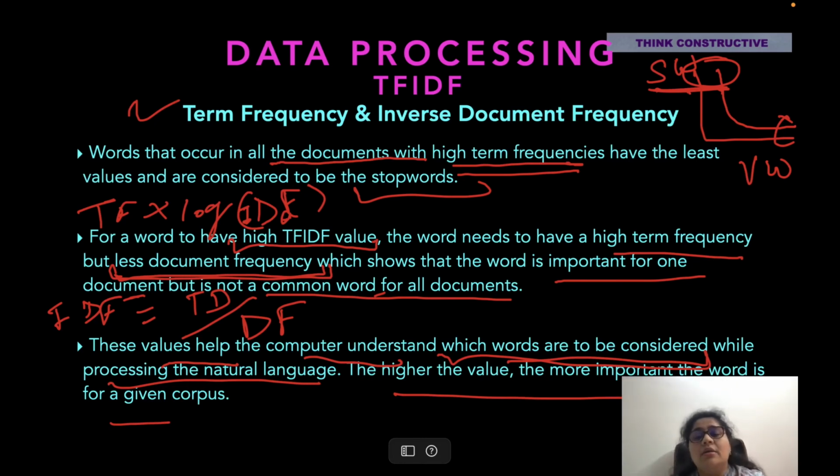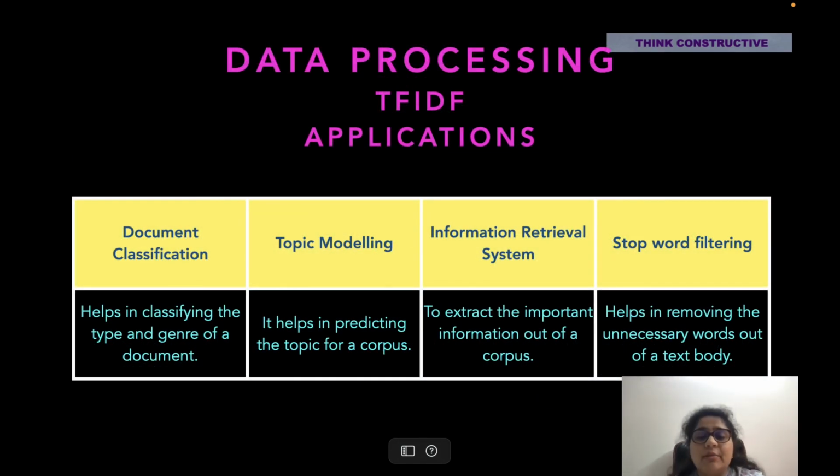And once the value or the valuable word is identified, computer will know that which word to be considered for processing the natural or human language. All right. So I hope these 3 points are clear. I would suggest you read or you focus on this explanation and slide multiple times. What next I'll be talking about is the applications of TF-IDF.